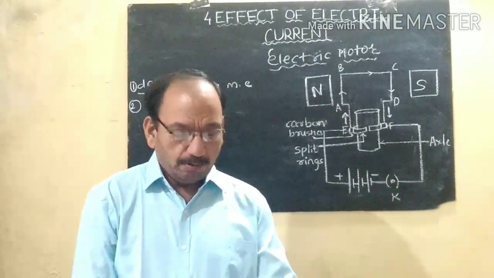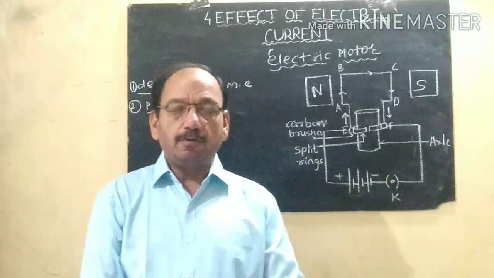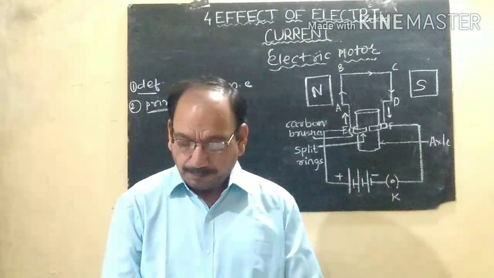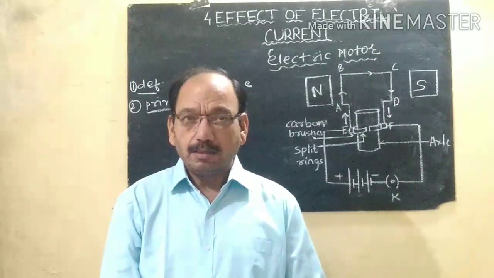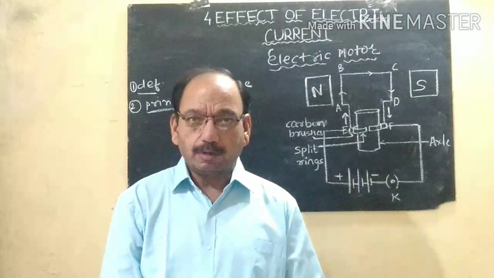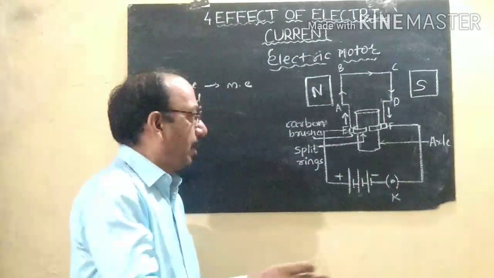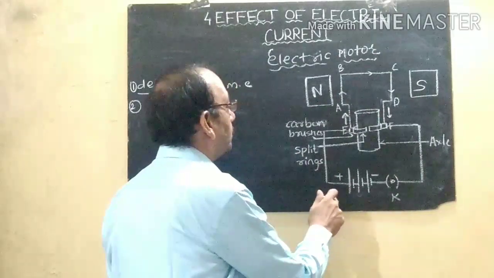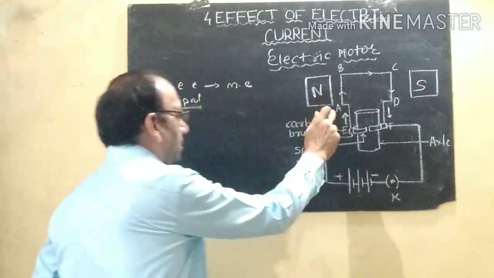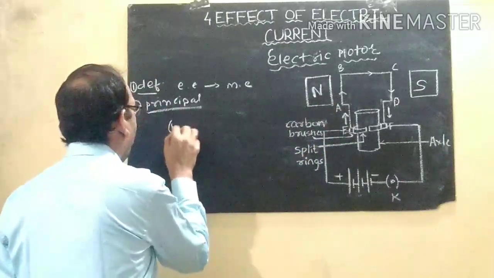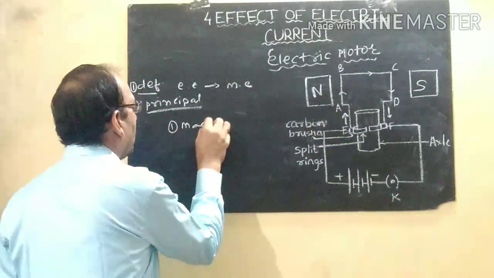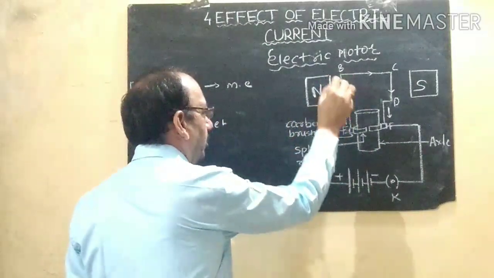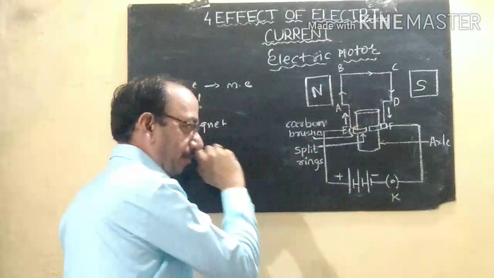Now we will discuss the electrical motor. First of all, we discuss the components from which this electrical motor is made. You can observe here the figure which is drawn on the board. First component is the magnet, and this is a horseshoe magnet. This horseshoe magnet will create the strong magnetic field.